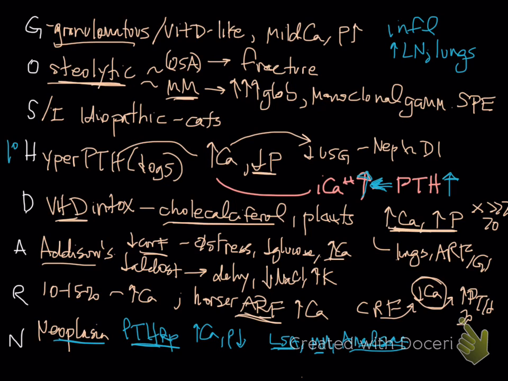But you can actually measure PTHrP, and it should normally be undetectable, but it can be increased, and these are special tests. So lymphoma, you're going to look for other evidence of lymphoma. Multiple myeloma, I explained earlier. And anal sac adenocarcinoma is usually an anal sac mass, and you do cytology to identify it.